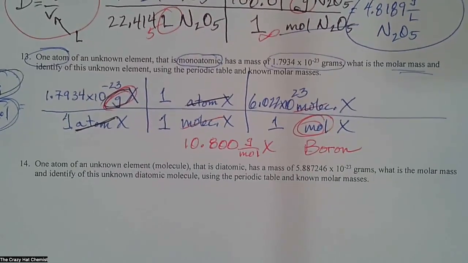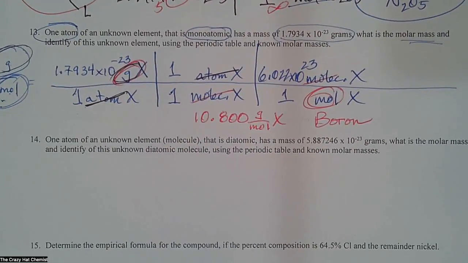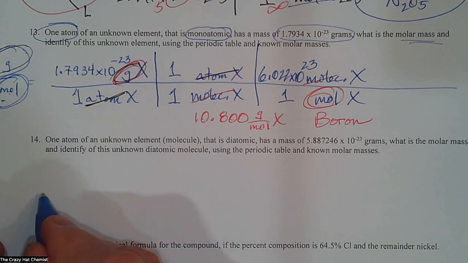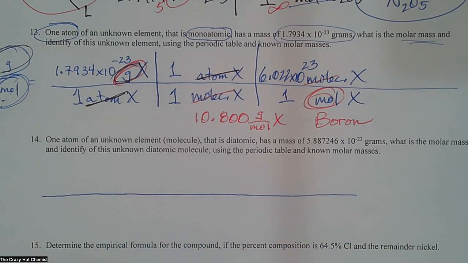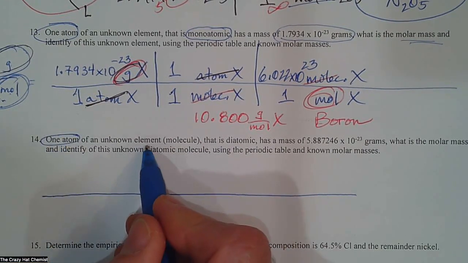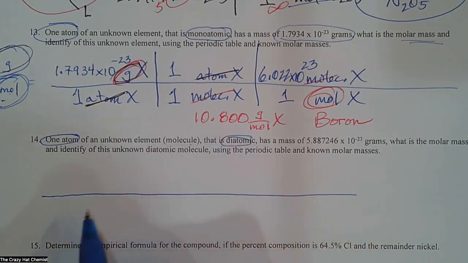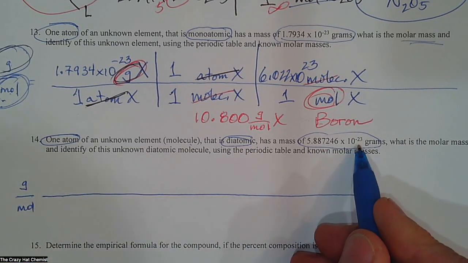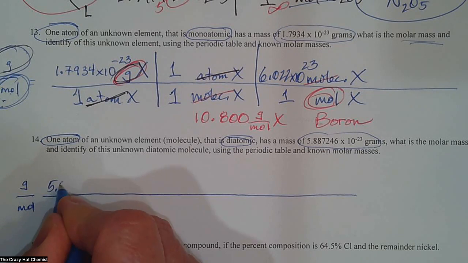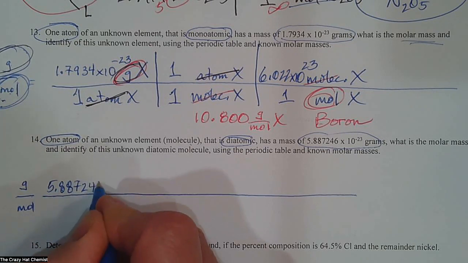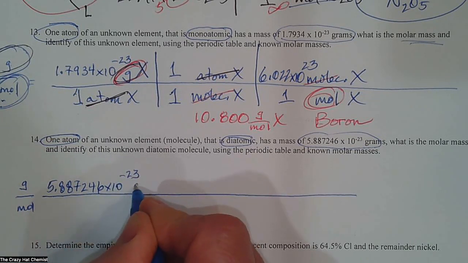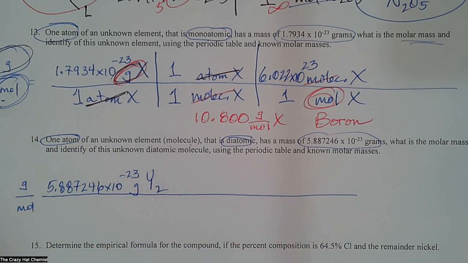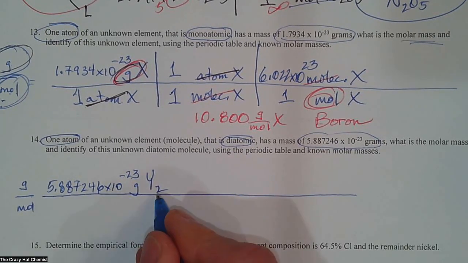All right, now we're going to go for the next one here, and I'm going to try to leave up problem number 13 here so that you can see the process for number 14, because it is very, very similar. Okay, we have one atom of an unknown element. It's a molecule that's diatomic this time, and it has a different mass, of course. And we're going to try to identify this baby. So we're going to be doing the same thing. We are going to try to get units of grams per mole. So that's what we want. That's why we're going to put this number here, 5.887246 times 10 to the negative 23 grams. We'll call this one Y2. Why? I don't know, because. And then 2, because it's diatomic.